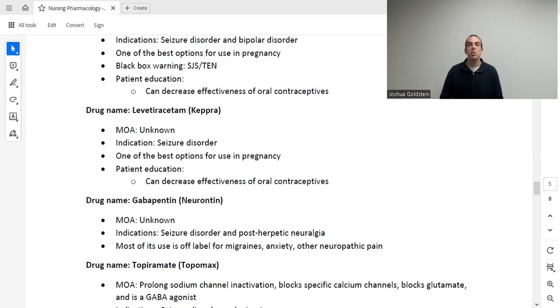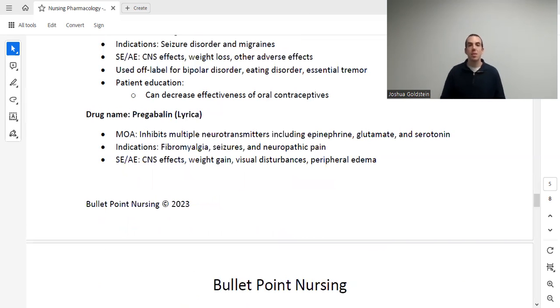Another drug that we have is topiramate, which is Topamax. The mechanism of action here is that it prolongs sodium channel inactivation, blocks specific calcium channels, blocks glutamate, and is a GABA agonist. Basically, it does everything of all the mechanisms of actions of any of the seizure drugs. This puts all of them together in one.